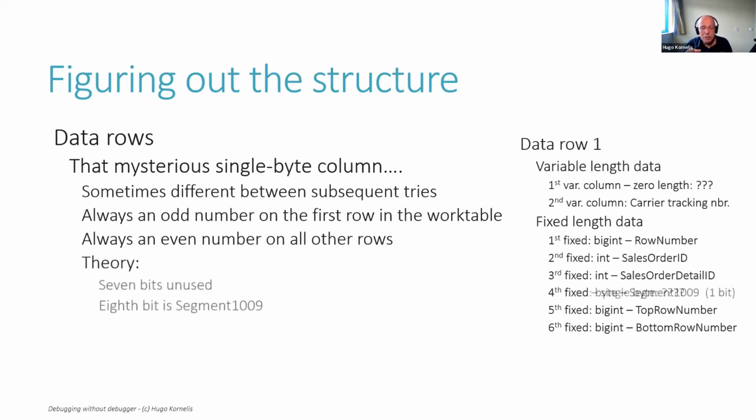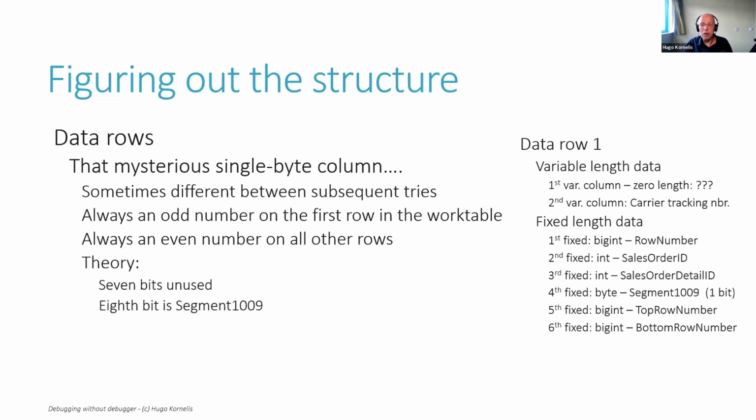So that's my theory, that 7 of the 8 bits in that byte are unused, and hence they are just left as is. They are not initialized, and that's what explains why they sometimes have different values when rerunning the query, because it's on a different page. They had different data there, and it was not initialized. But the 8th bit is initialized, and that's why the first number is always odd and the rest is always even, because that's where segment 1009 is stored as a single bit, and the other 7 bits unused.